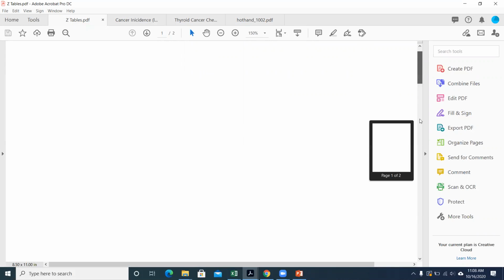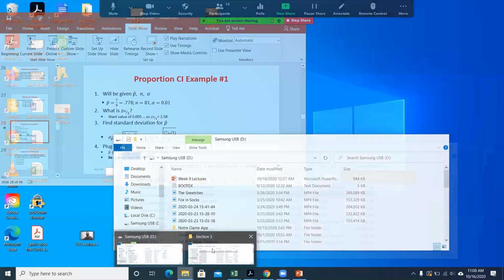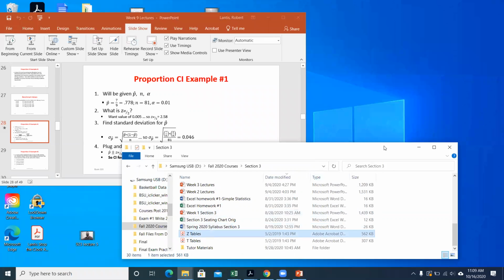Oh, why aren't my tables showing up? Okay, let's try reopening that file, I guess. Z tables. There we go.